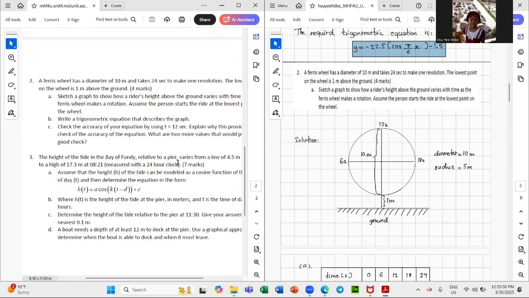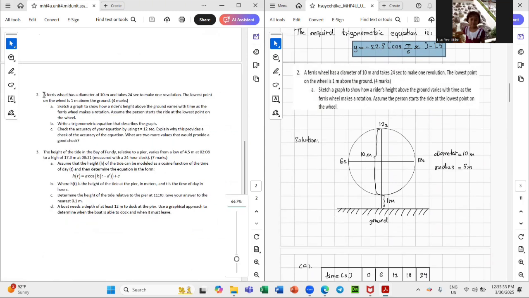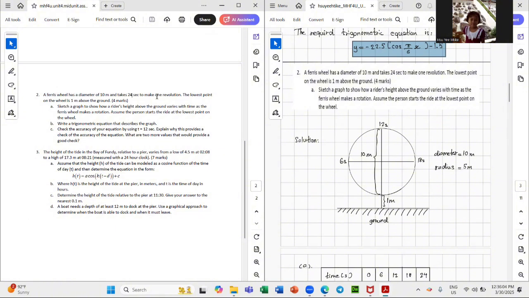So let's move on to the next question. A Ferris wheel has a diameter of 10 meters and takes 24 seconds to make one revolution. The lowest point on the wheel is 1 meter above the ground. A. Sketch a graph to show how a rider's height above the ground varies with time as the Ferris wheel makes a rotation. Assume the person starts the ride at the lowest point on the wheel.